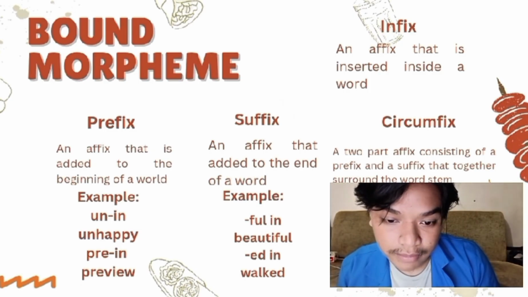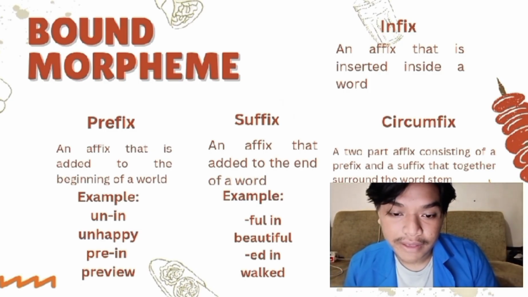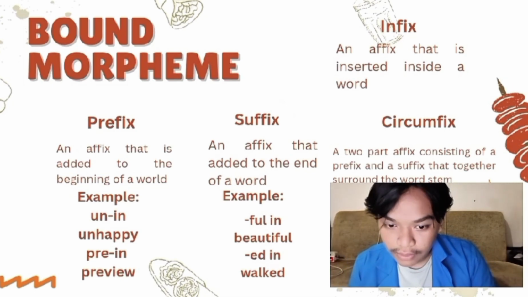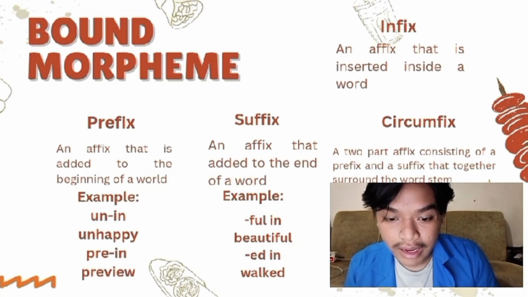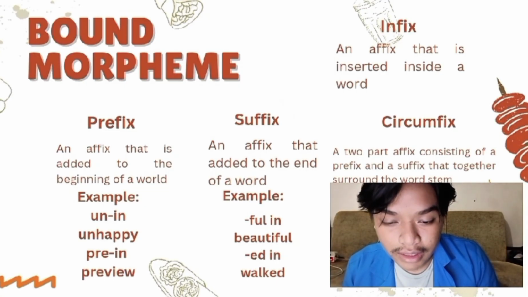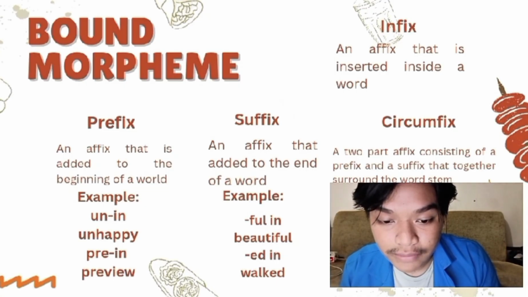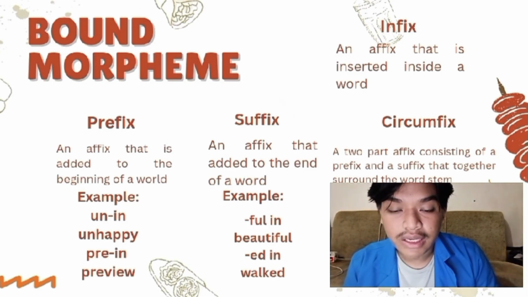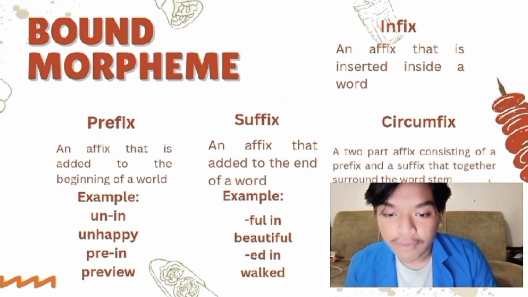The third is the circumfix, a two-part affix consisting of a prefix and a suffix that together surround the word stem. For example, em and en in bold, to change the verb or adjective bold into the verb embolden. The last one is the infix, an affix that is inserted inside of a word.